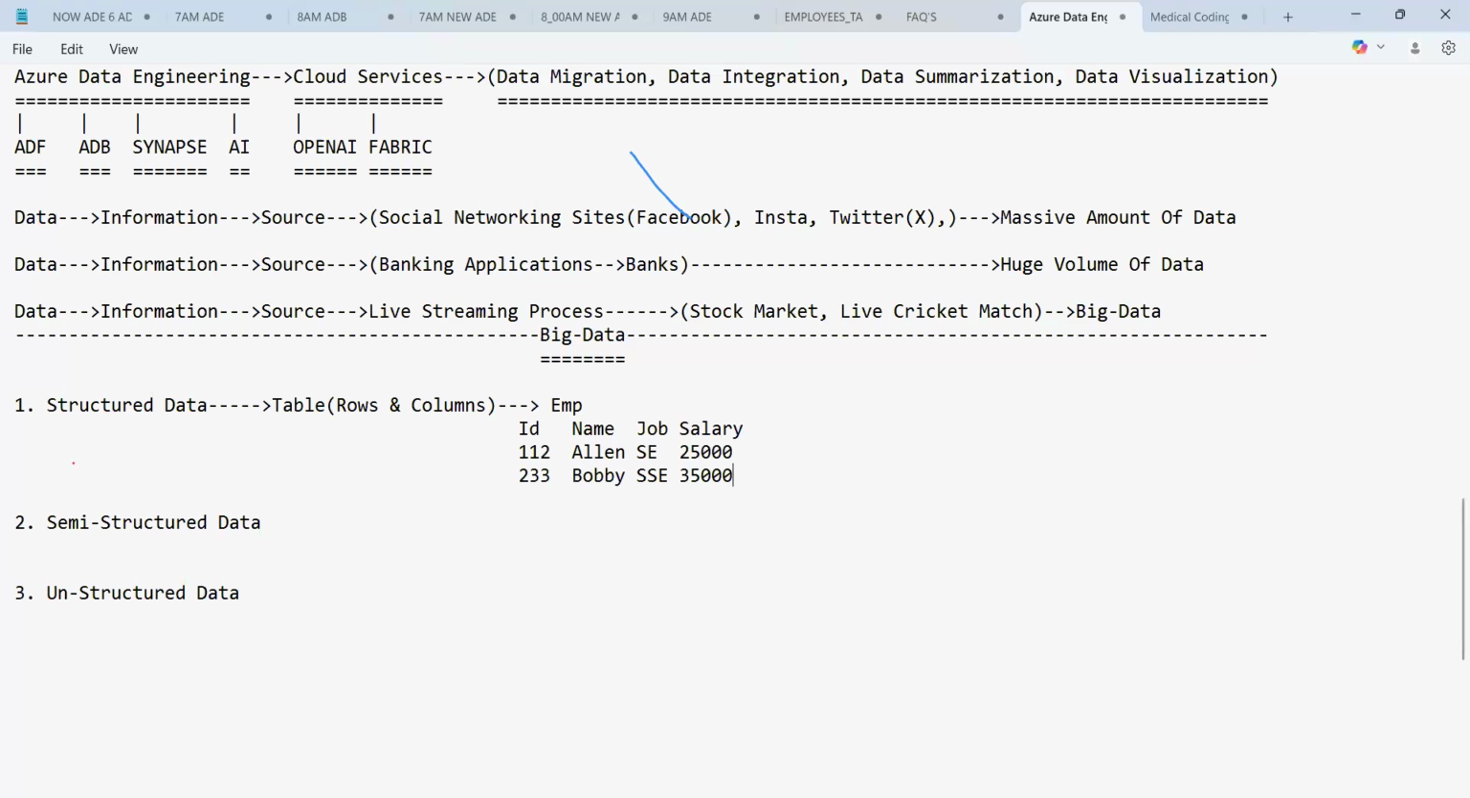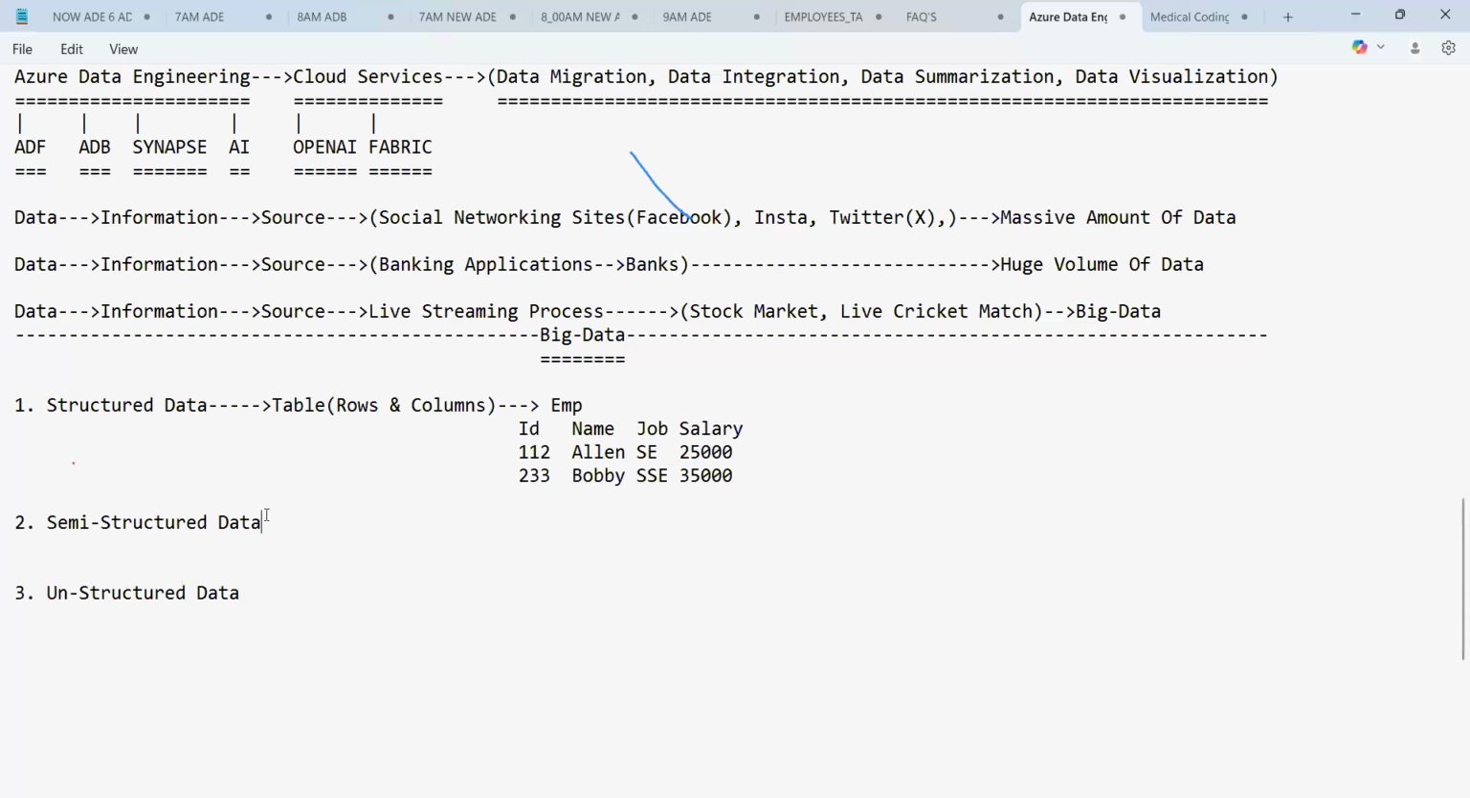So now, guys, this is called structured data, which is kept in the proper form of rows and columns. Okay.